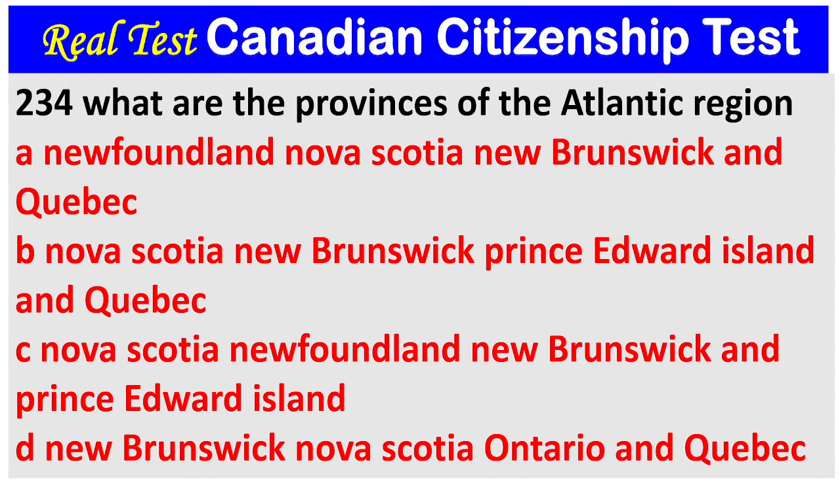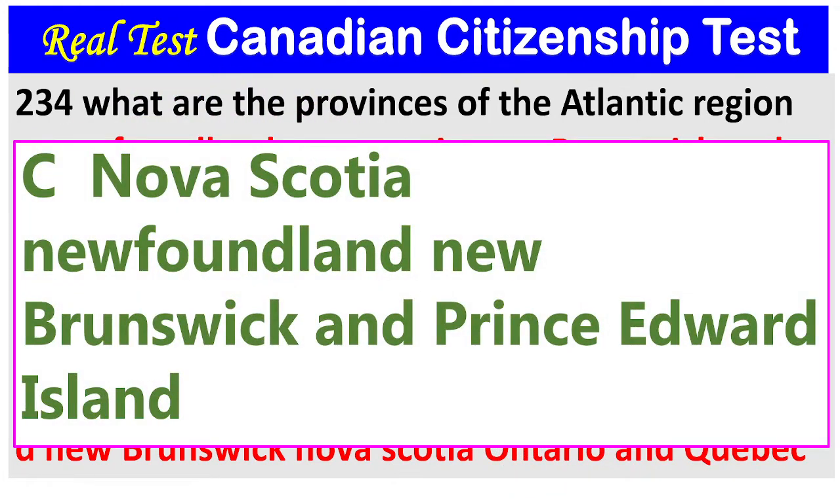Question 234. What are the provinces of the Atlantic region? A. Newfoundland, Nova Scotia, New Brunswick, and Quebec. B. Nova Scotia, New Brunswick, Prince Edward Island, and Quebec. C. Nova Scotia, Newfoundland, New Brunswick, and Prince Edward Island. D. New Brunswick, Nova Scotia, Ontario, and Quebec. The answer is C. Nova Scotia, Newfoundland, New Brunswick, and Prince Edward Island.